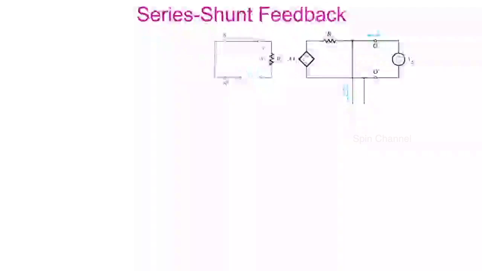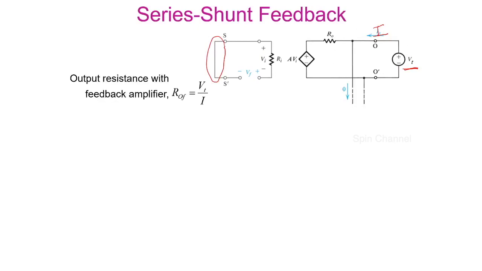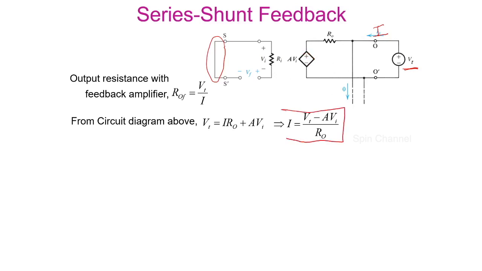To find the output resistance of the feedback amplifier, reduce the source voltage to 0 and apply a test voltage at the output. Due to this test voltage, the current in the circuit is taken as I. Now, from the circuit, we can define that the output resistance is equal to the test voltage by the current in the circuit. From the figure, we can express the test voltage as I into R0 plus A into Vi. And from this, the current can be obtained as I equal to (Vt minus A into Vi) divided by R0.